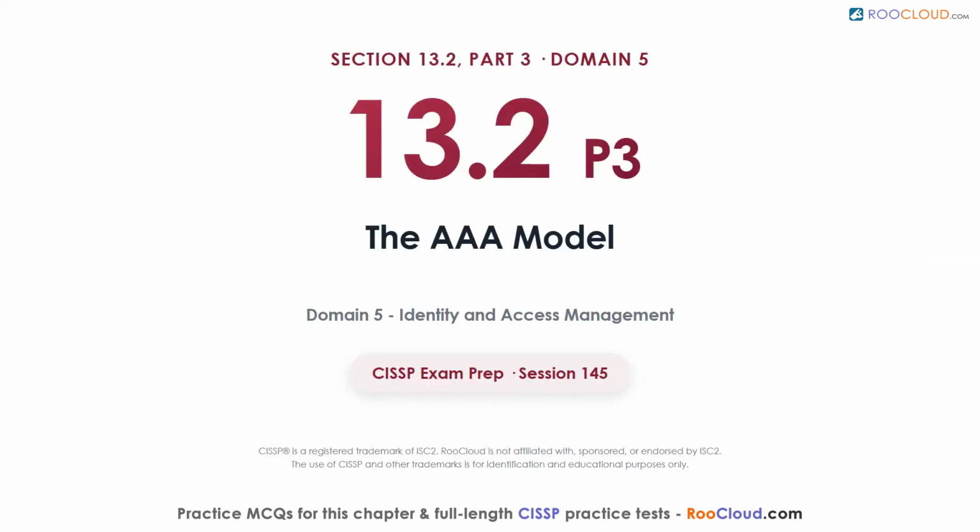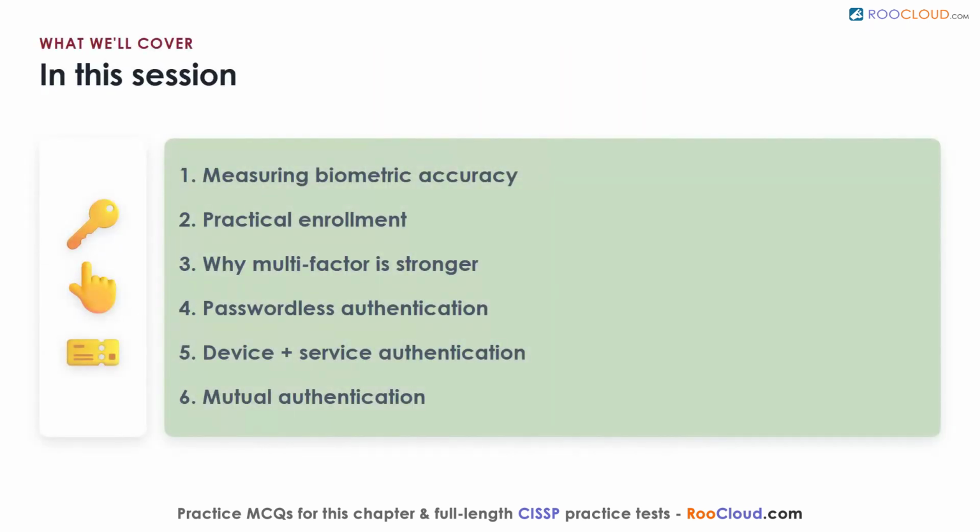Welcome to section 13.2, part 3. This is the 145th session of the CISSP exam prep series. This part finishes the model by measuring biometrics and extending authentication to devices and services. In this session, we'll close out the model with accuracy and reach.